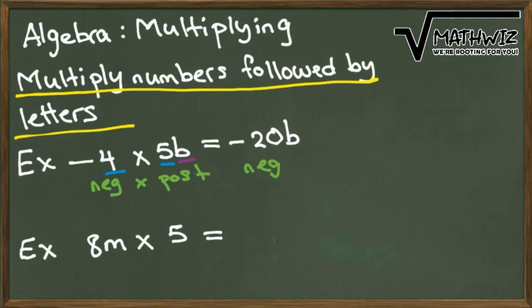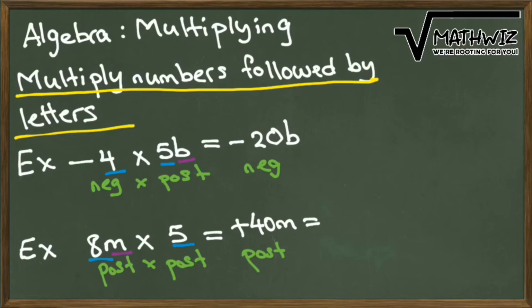For the second example, we have 8m multiplied by 5. So we have a positive multiplied by a positive, which will give us a positive. We then have 8 multiplied by 5, which is going to give us 40. And then the m is simply by itself, so we write it back. Now please note, you don't need to write your answer with the plus in front. We usually only do that when there's a negative, so instead of writing plus 40m, you could just write 40m.